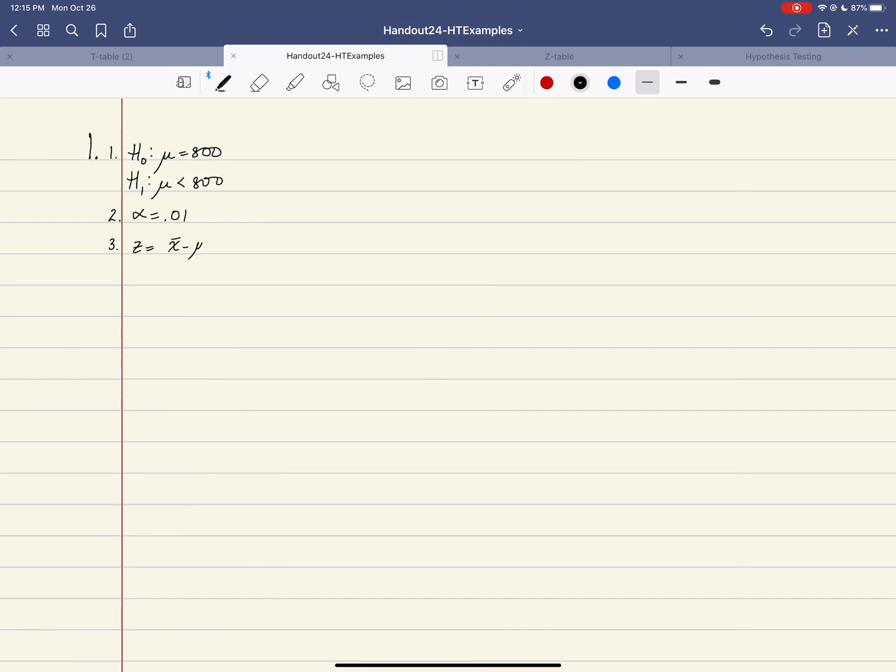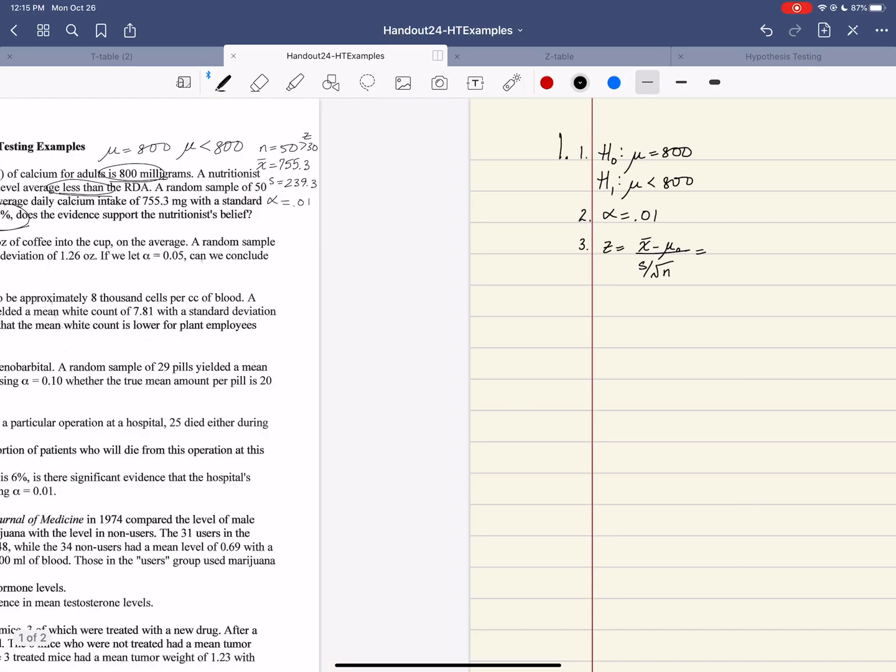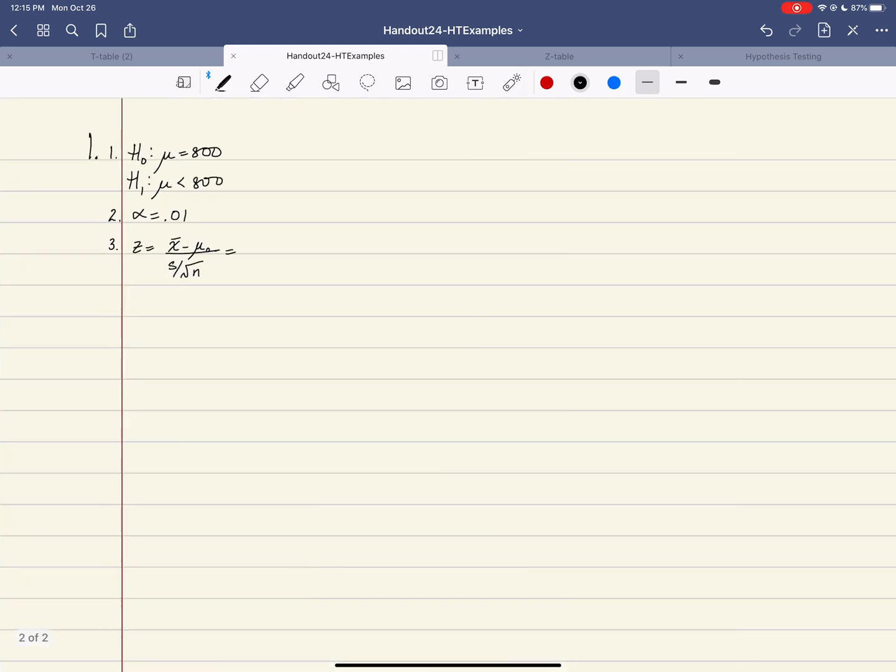So therefore, we're going to use the Z test statistic. And that's going to be x bar minus mu 0, all over the standard deviation divided by the square root of n. We found that our x bar was 755.3, and we're testing it against 800. That's our null hypothesis, right? And the standard deviation is 239.3, divided by the square root of 50. Be mindful to put parentheses around the numerator and the denominator if you're doing this all in one go. Do not round off while you're doing this.